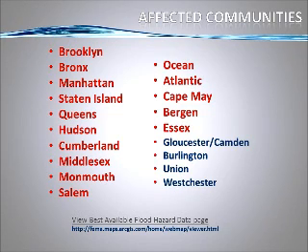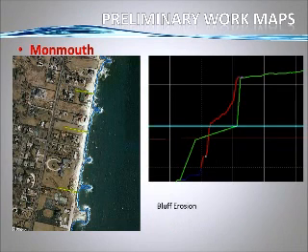So these are all the affected communities and counties, basically all the coastal counties, plus Gloucester, Camden, Burlington, Union, Westchester counties. Pretty much all the way stretching from New York Harbor all the way around Cape May, up Delaware River, Delaware Bayshore as well. And the red highlighted are the ones that have preliminary work maps at this time.